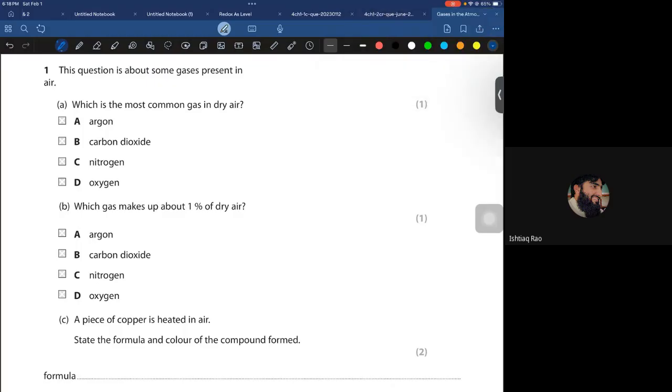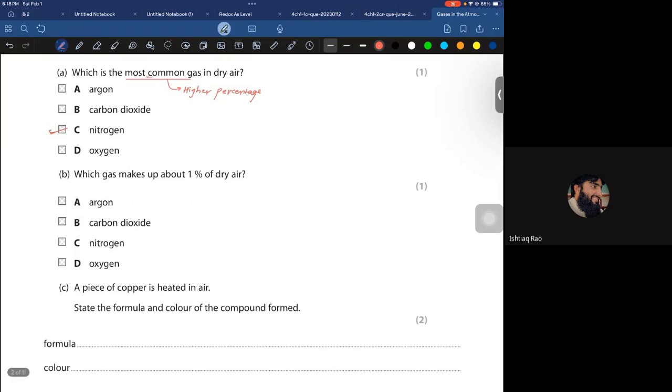So this question is about some gases present in air. Which is the most common gas in dry air? Most common means the gas in the higher percentage in air. So obviously this would be nitrogen, right? And they are asking in B, which gas makes up about 1% of dry air. I think this is the repeated question we were doing yesterday. It was argon. Am I right?